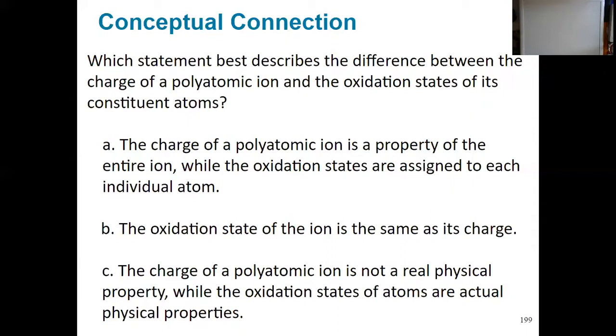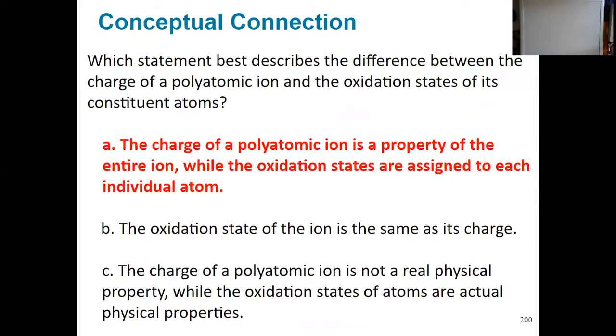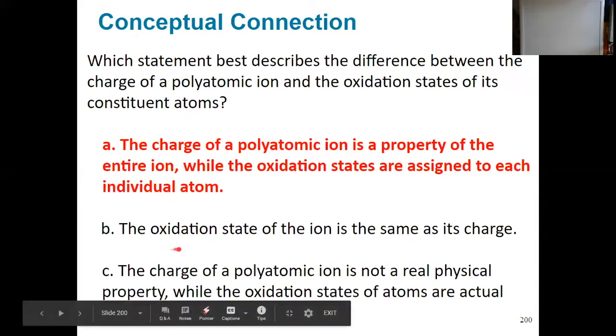So hopefully reading through these, it's clear that choice A is the correct one. The charge of a polyatomic ion is a property of the entire ion. The oxidation states are assigned to each individual atom. Okay. The oxidation state of the ion is the same as its charge.